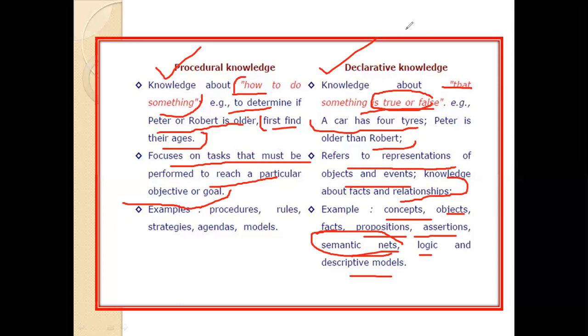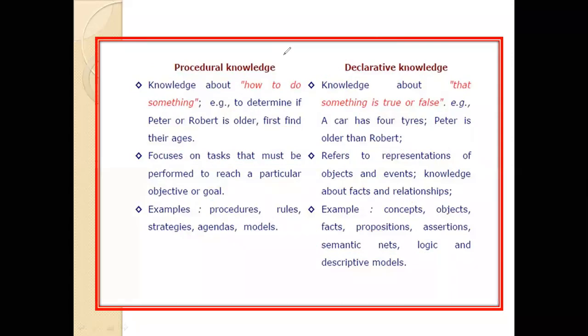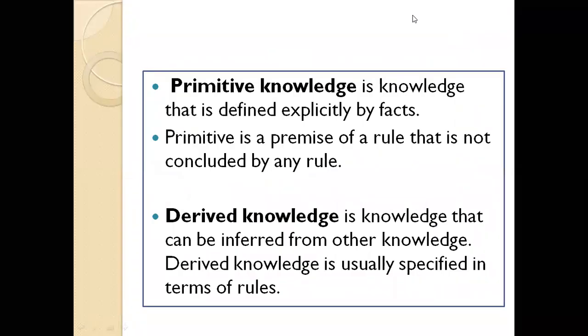Okay. So I hope the concepts of procedural knowledge and declarative knowledge are now clear to you. Let's move to the next point, primitive knowledge. So what is primitive knowledge? Primitive knowledge is knowledge that is defined explicitly by facts. So we are focusing on the facts. You can consider primitive knowledge a premise of a rule that is not concluded by any rule, because it is a fact. Then what is derived knowledge? Knowledge that can be inferred from other knowledge.